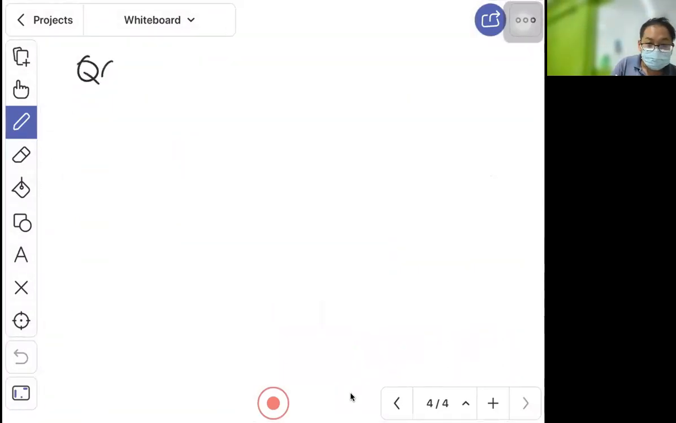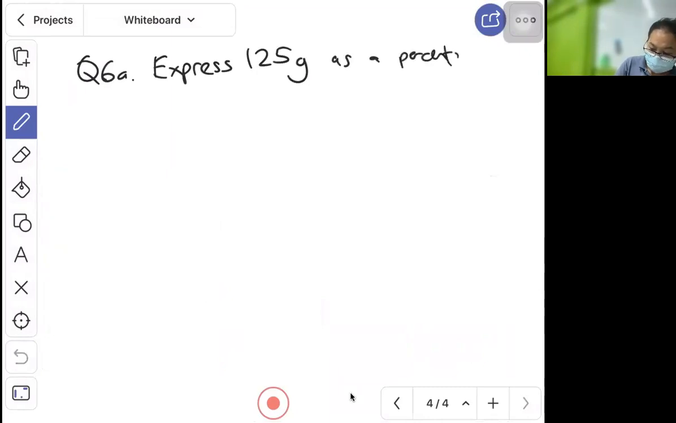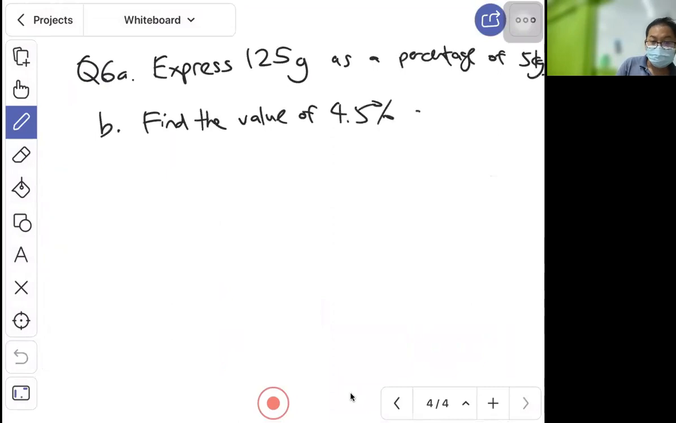Okay, question 6A. Express 125 gram as a percentage of 5 kg. And part B, find the value of 4.5% of $8.